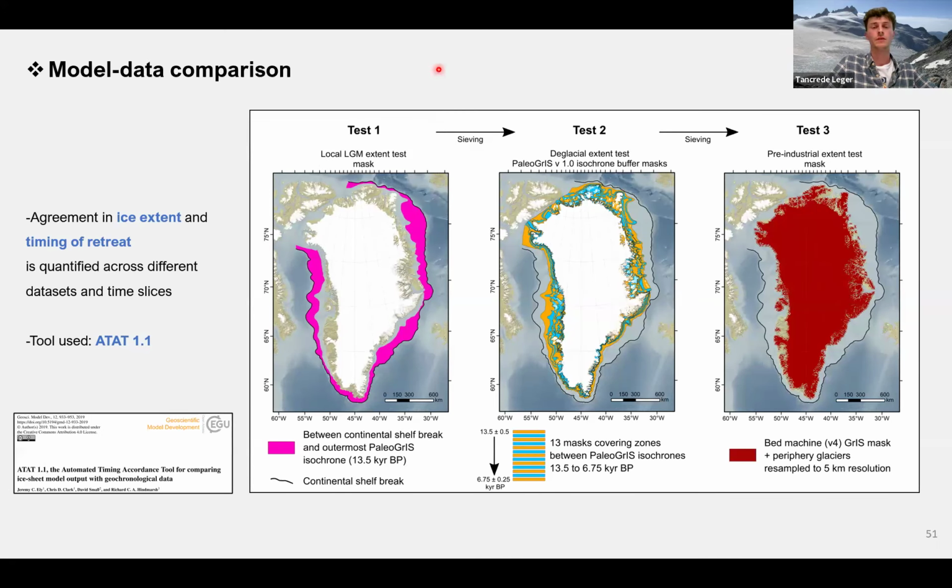So what do we do now with this ensemble? The idea is to score each simulation against data to understand which one is doing better at reproducing what we know from the empirical record.